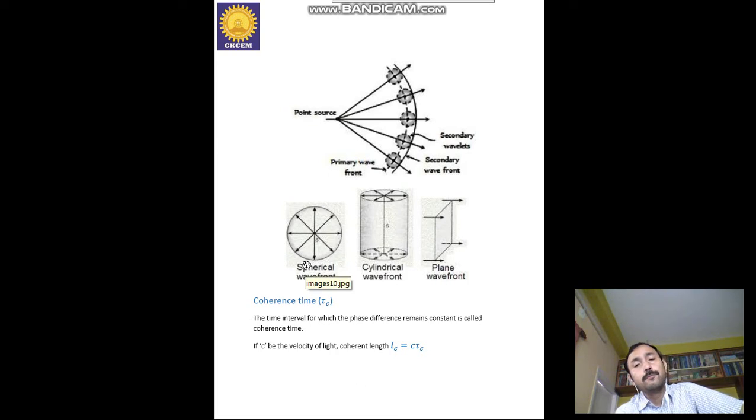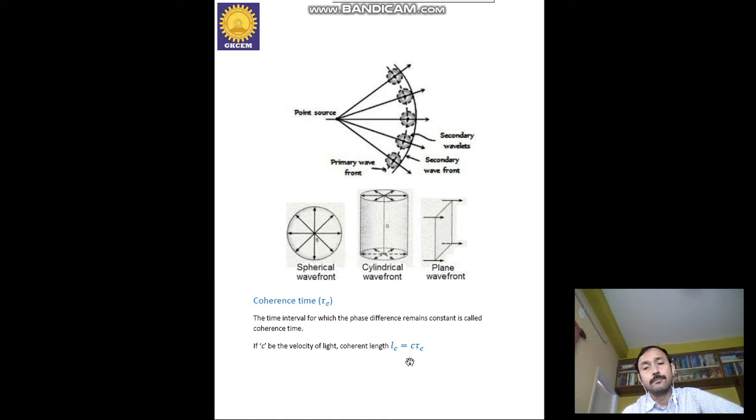Now wavefronts may be of different types: spherical wavefronts, cylindrical wavefronts, plane wavefronts. Suppose you have just switched on a torch. Torch is giving you the light, and a cardboard is placed along the path of the torch. Then the light will fall on the cardboard. That light is the plane wavefront. Suppose a tube light is glowing, this is a cylindrical wavefront. A small bulb glowing is a spherical wavefront, it is going in all directions.